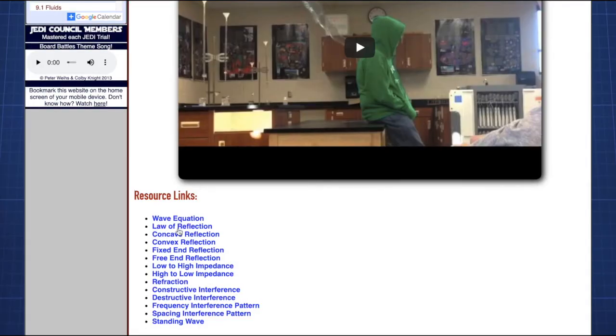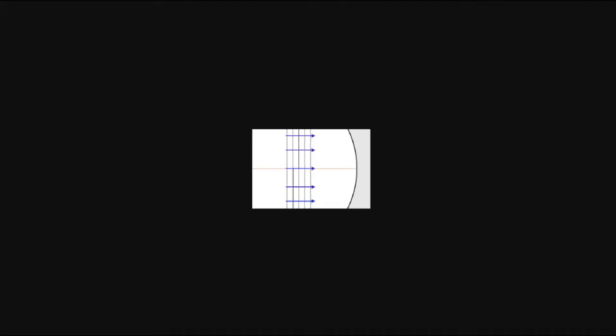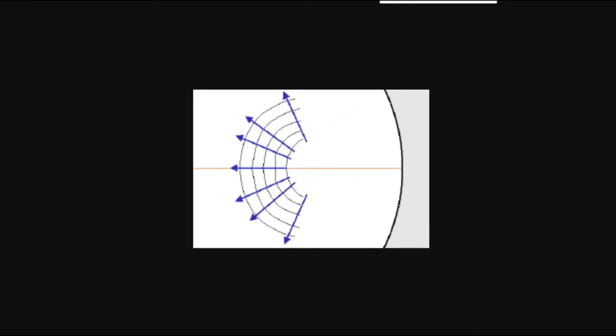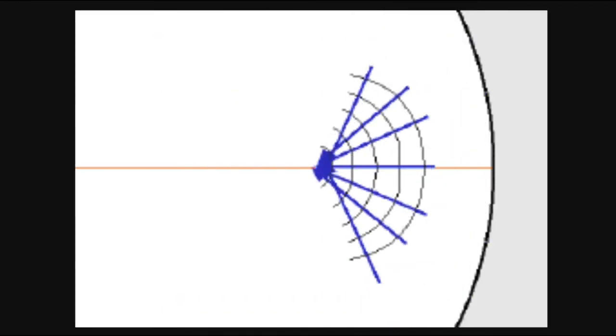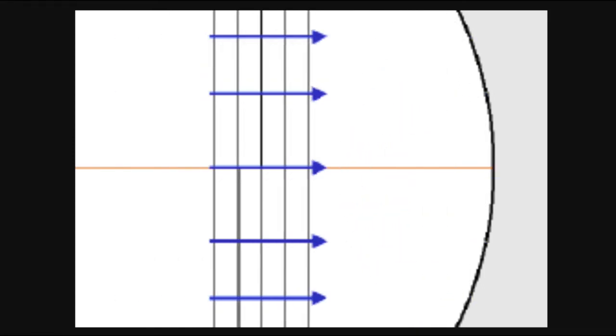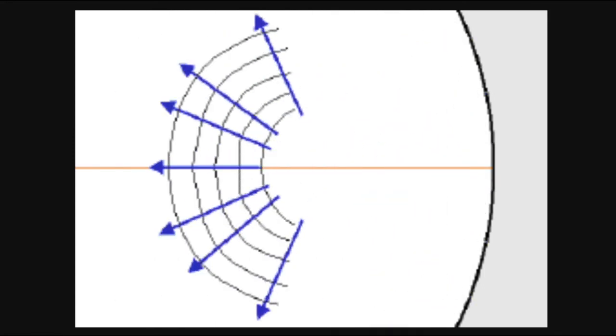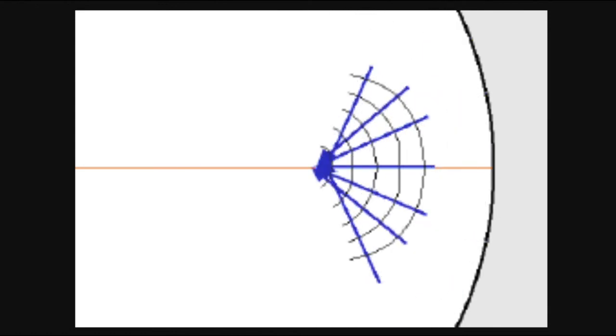Okay, let's do another. Let's do concave reflection. We see a straight wave going into this concave barrier. You'll see it comes in here and then it bounces and collapses down to a single point, and then it expands back outwards again.